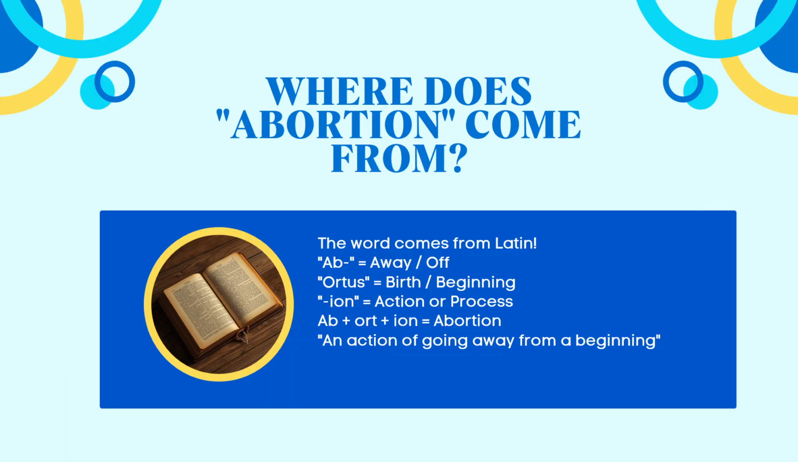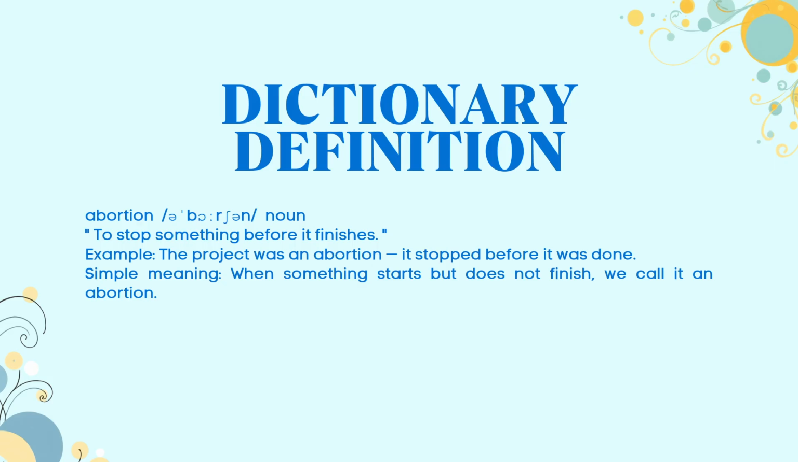The word abortion comes from Latin. It is made from two parts. The root word is abort, which means to stop. We add the suffix ion to make it a noun. This happened many years ago. What does abortion mean? In simple English, it means to stop something before it finishes. When something starts but does not continue, we can call this abortion. It is about ending something early.